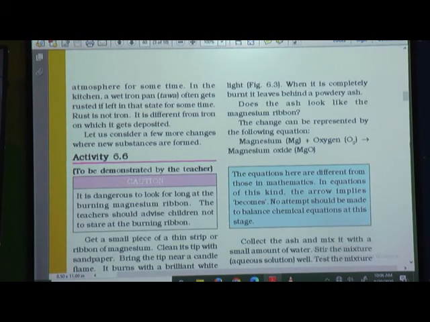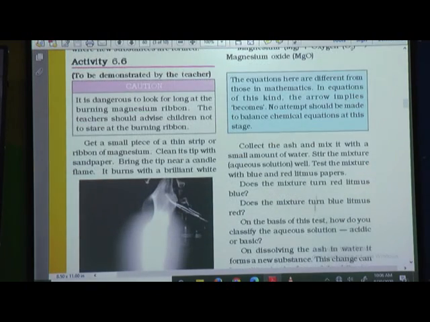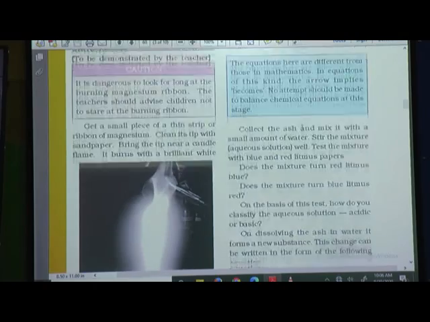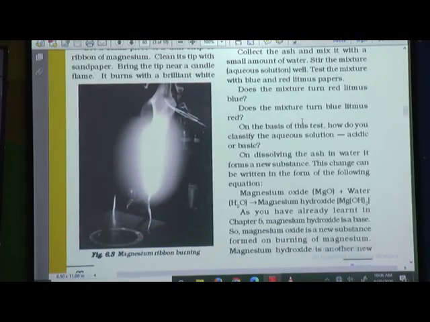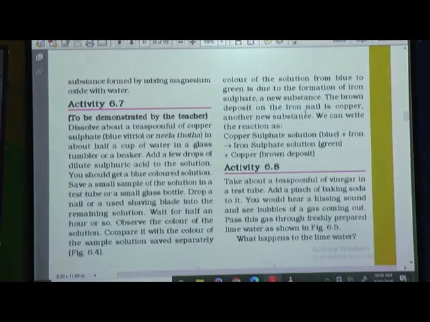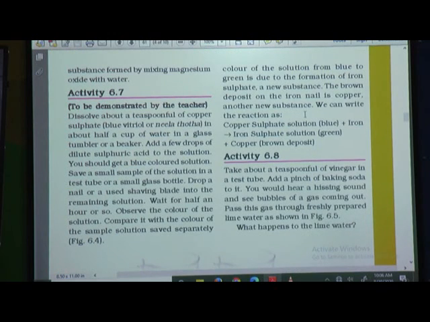So what is meant by chemical change? A chemical change is a change in which a new substance is going to form. Okay, in a simple way we can say that it is a chemical change. So here you can see activity 6.7. In your textbook activity 6.7 is given.